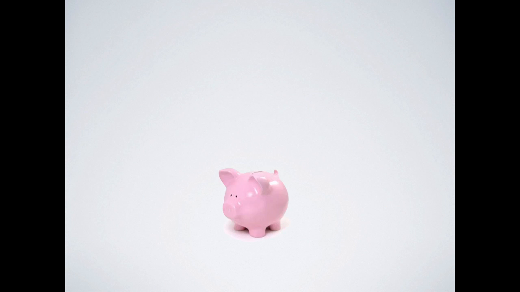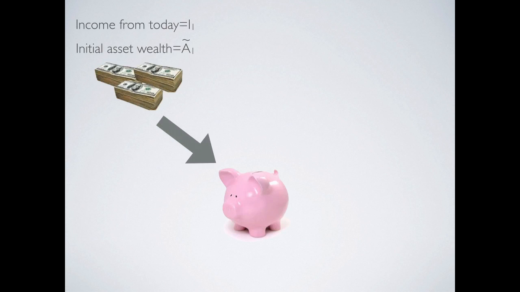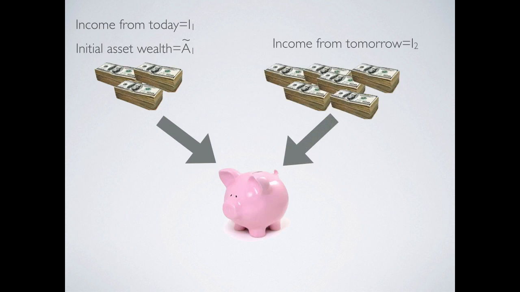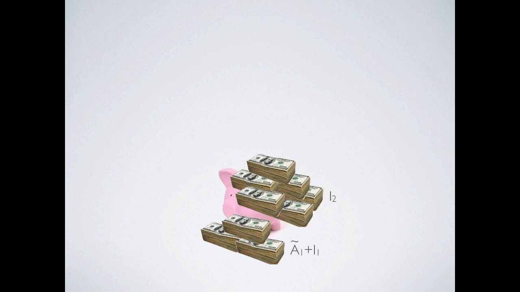Okay, so what we have so far is that in this piggy money, there are two income sources from two periods. From today, there is income I1, which is labor income. Also, we have initial asset wealth that also goes into the bucket. From tomorrow, we will have I2, which is labor income. Therefore, when the household is conducting a two-period budget constraint planning, the money in the piggy bucket will contain A1 tilde plus I1 from today and I2 from tomorrow.